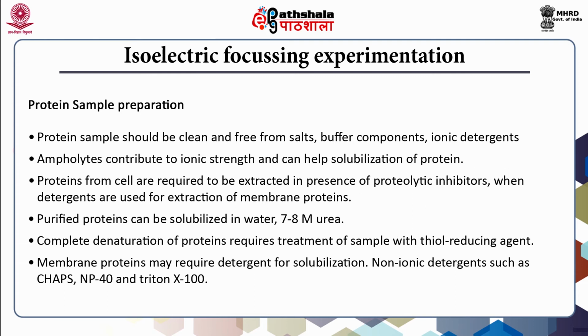Membrane proteins may require detergent for solubilization. Non-ionic detergents such as CHAPS, NP-40, Triton X-100 can be used, but these should be free from contamination of ionic detergent. A few microliters of sample, in the range of 1 to 10 microliters, containing buffer can be tolerated. Results are better in deionized water, 2% ampholytes and 1% glycine. Salt or buffer in the sample can be removed by dialysis or gel filtration.